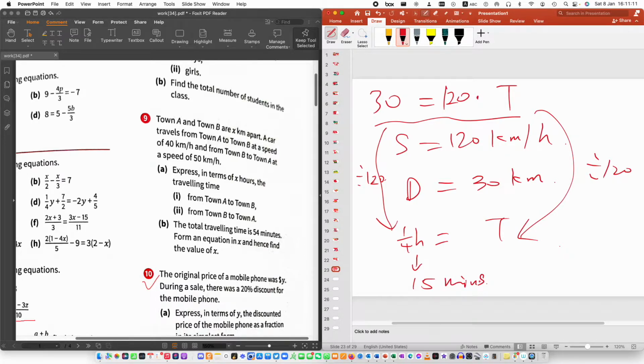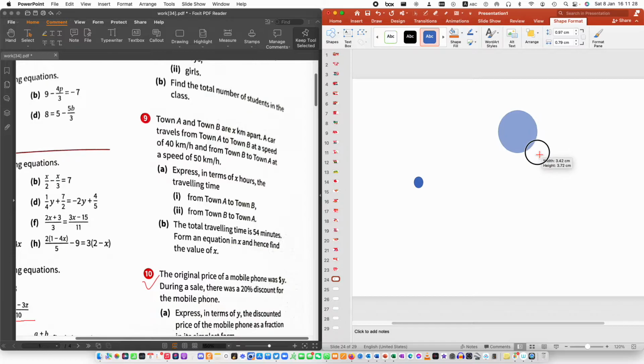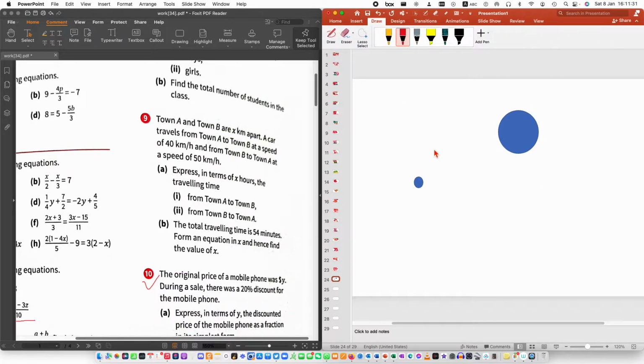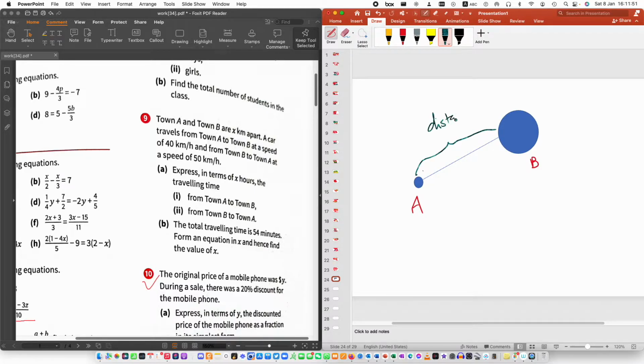Are you clear? What's the relationship between distance, speed, and time? So with this, then we can talk about this question. Town A, town B is like your house and my house. So always draw yourself a simple sketch. Between these 2 points, you can draw a line. So this is the distance. They say the distance is x.